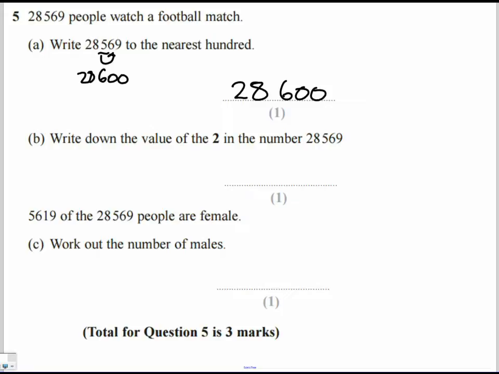5b. Write the value of the 2 in the number 28,569. So you can write it as a number, it's worth 20,000, or you can put it in words.